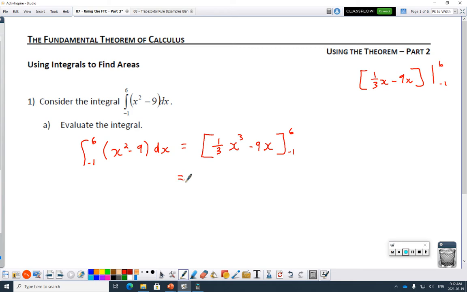So then, you sub in 6. So it's 1/3 times 6 cubed minus 9 times 6. That's the first evaluation. Then the second evaluation. I sub in the negative 1 into this bracket here. I've on purpose left this thing out in the middle here because I just want to talk about that in a second, what the fundamental theorem of calculus says. But I sub in 6 and I sub in negative 1.